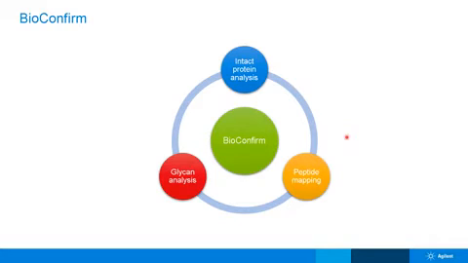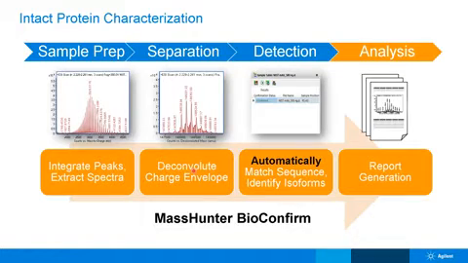For the data analysis, we use BioPharma software, which has 3 main predominant workflows: an intact protein workflow, a peptide mapping workflow, and a glycan analysis workflow. For the intact protein characterization workflow, MassHunter BioConfirm is utilized for the data analysis, where the software integrates peaks and extracts spectra. It will then deconvolute the charge envelope, and if a sequence was provided, automatically match sequence and identify isoforms, and can generate a report if necessary.